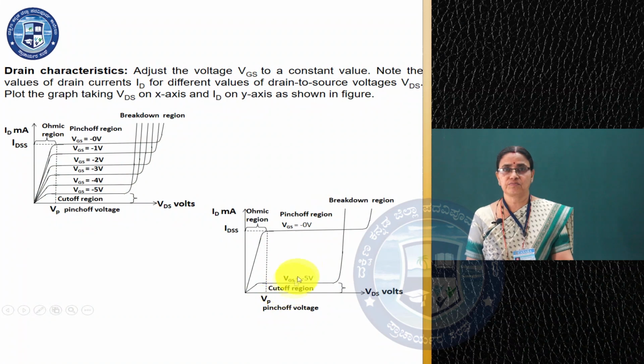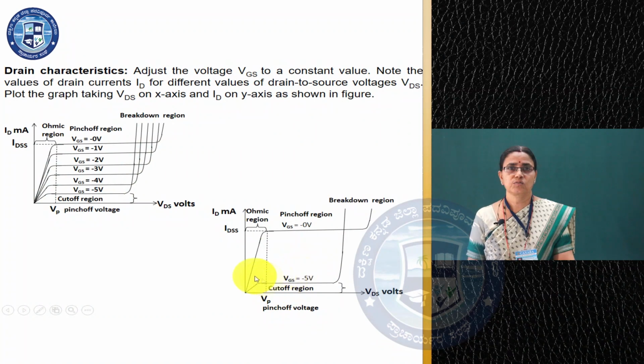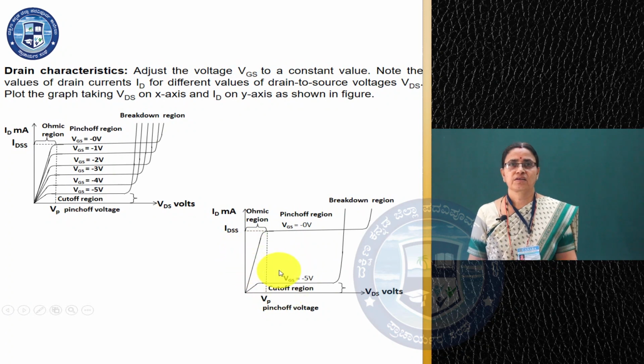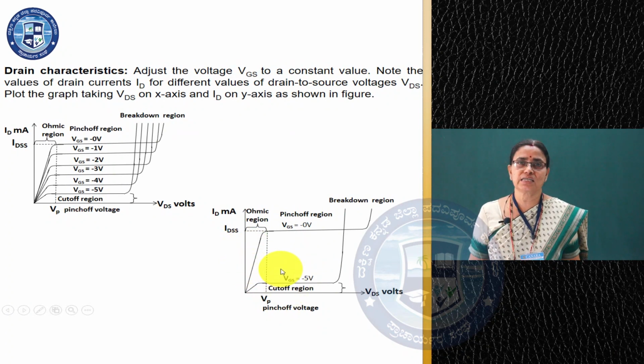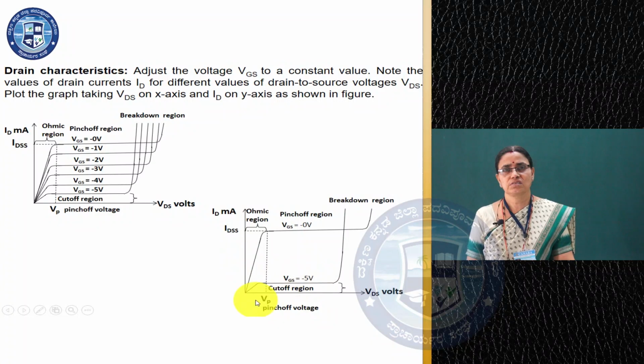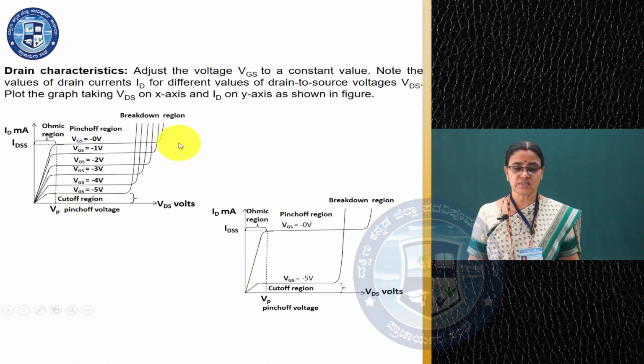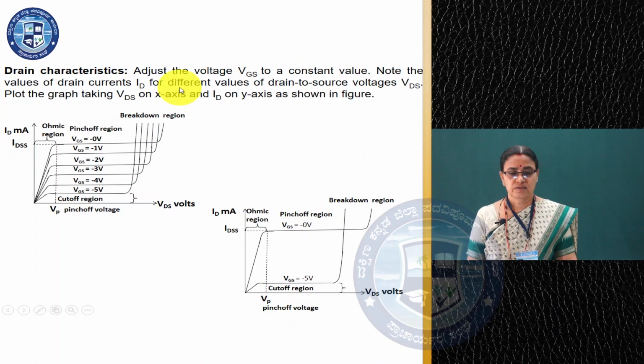And the cutoff region: if we increase VGS to a more negative value, then ID will be less and less, almost equal to 0. So the cutoff region is the gate to source voltage at which ID is almost equal to 0. That region is called the cutoff region. So this is about the drain characteristics.